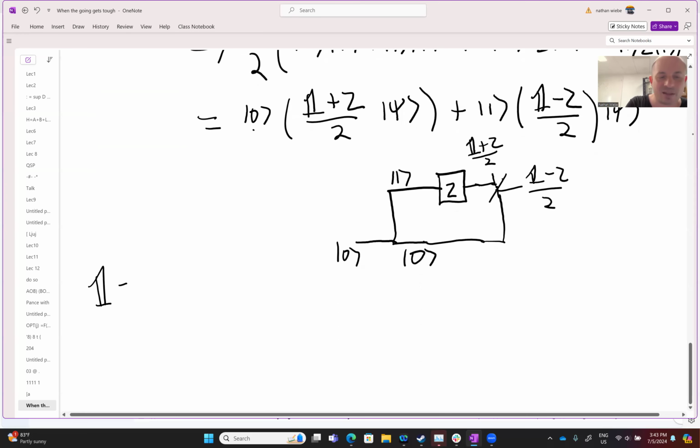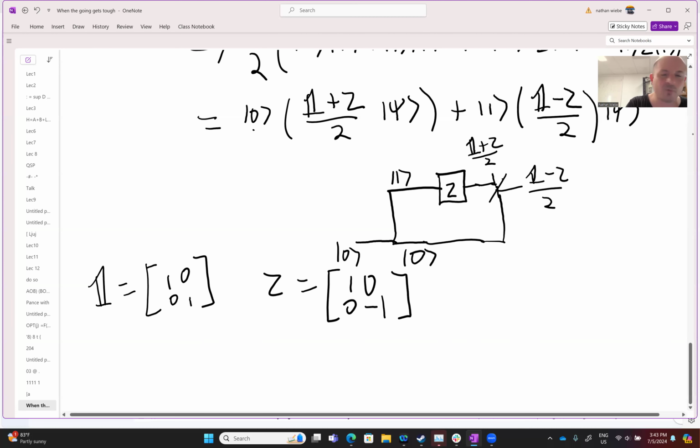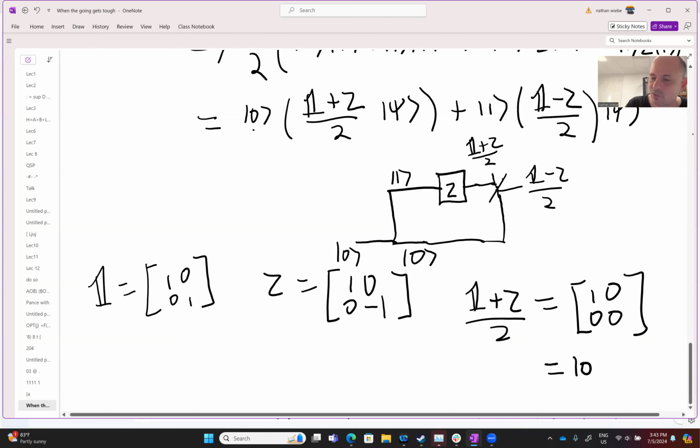For single qubits, identity is just 1, 1 with zeros on the top, and Z is just 1, negative 1 with zeros everywhere else. When I add these two together, I get identity plus Z divided by 2, which is just equal to 1, 0, 0, 0, which is, in Dirac notation, just the projector onto 0. Cool, right? So what does this end up meaning?